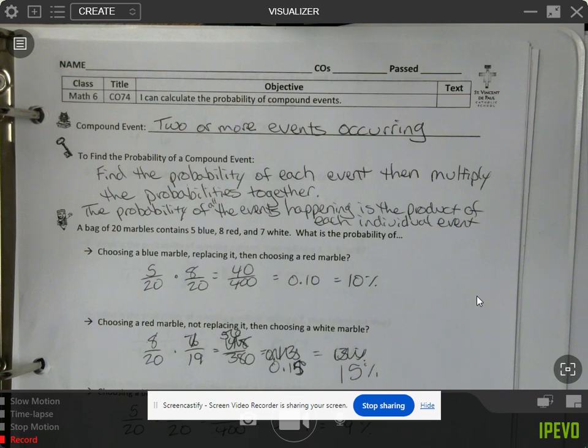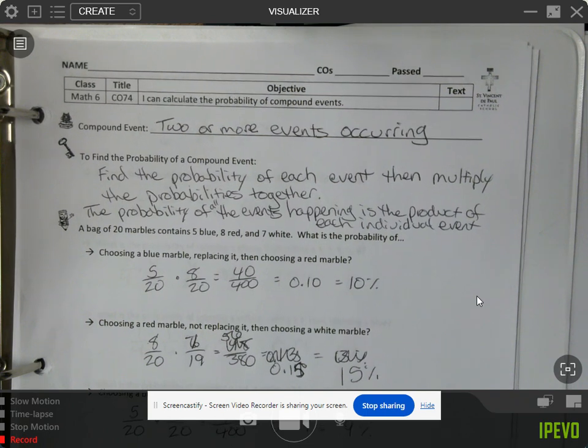Good morning. Today we are correcting CO74. I can calculate the probability of compound events. So we learned in the last objective about single events, how to solve those. Now we were talking about compound events. So we have to find each event, their probability, and multiply them together.